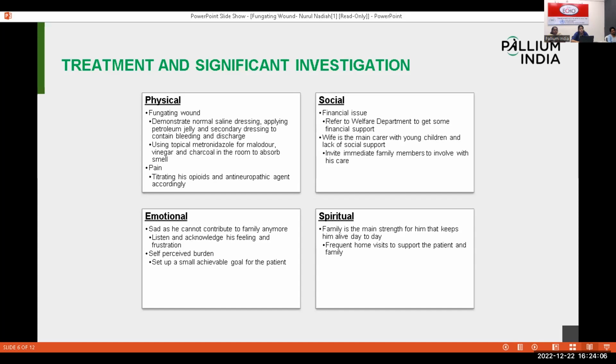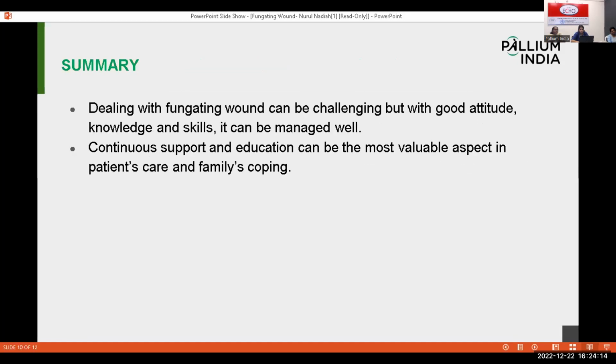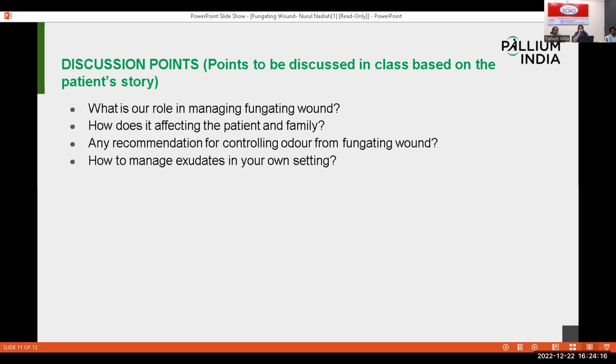So those are the good medications you can apply for that. Another thing is injection metronidazole. If the tablet metronidazole does not help, then you can think about injection metronidazole, then charcoal dressings, or if the patient cannot afford it, you can think about charcoal pieces.